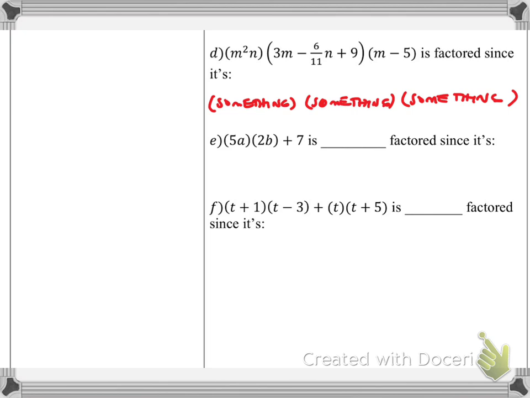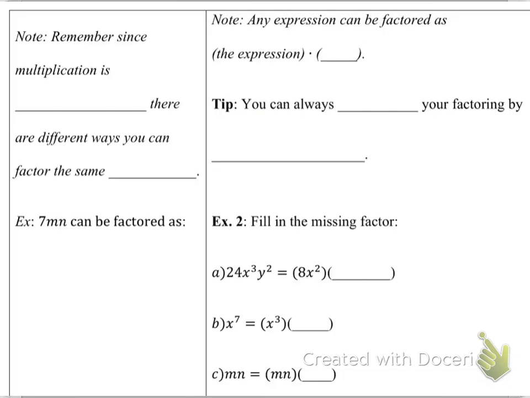E, this is not factored. Again, it's something times something, but this plus sign here throws it off. And so it's not factored. And lastly, F is not factored since, again, it's something times something plus something times something. Okay, so just be careful there in determining whether or not a quantity or algebraic expression is factored. Okay.